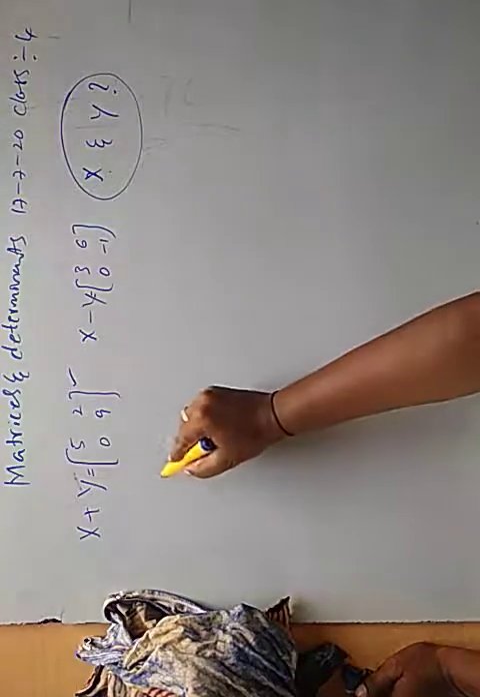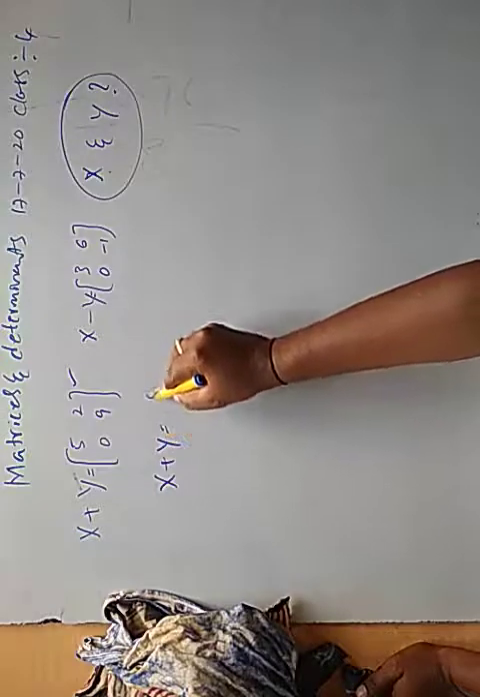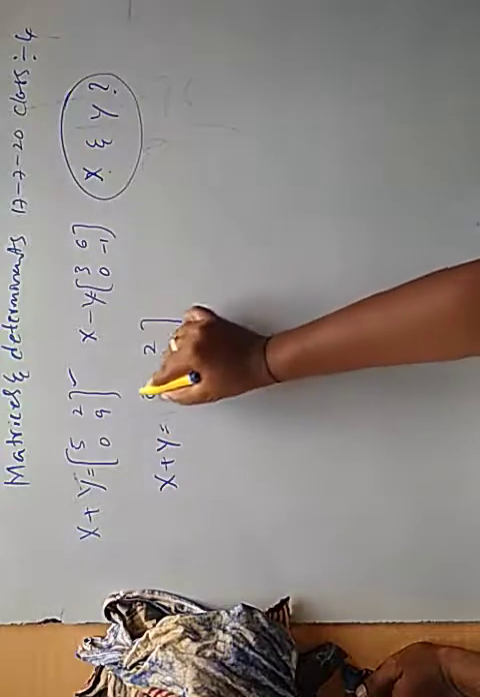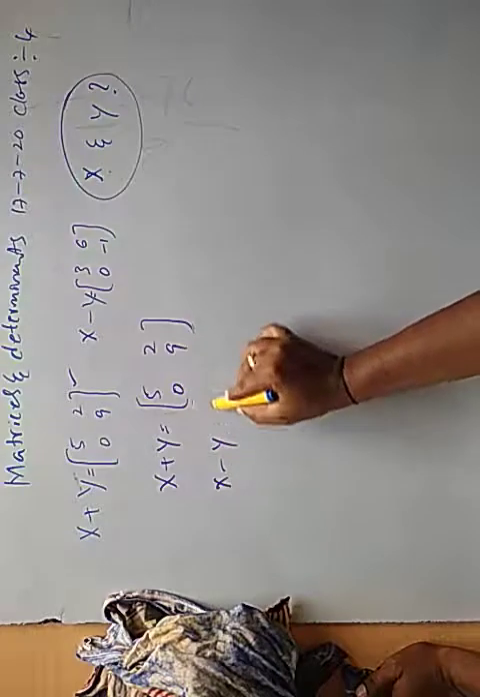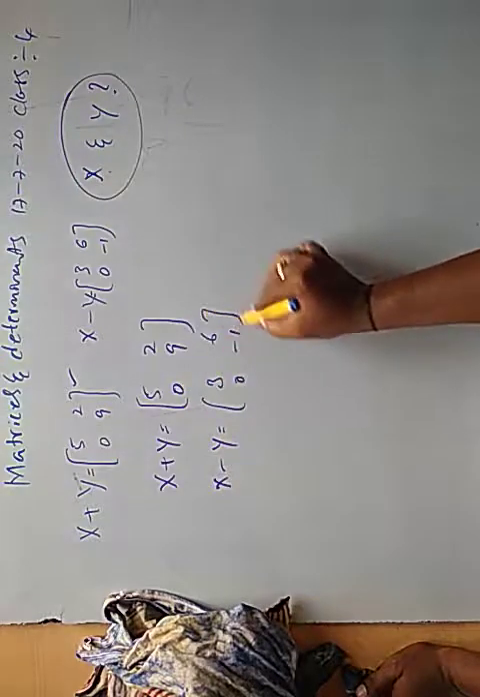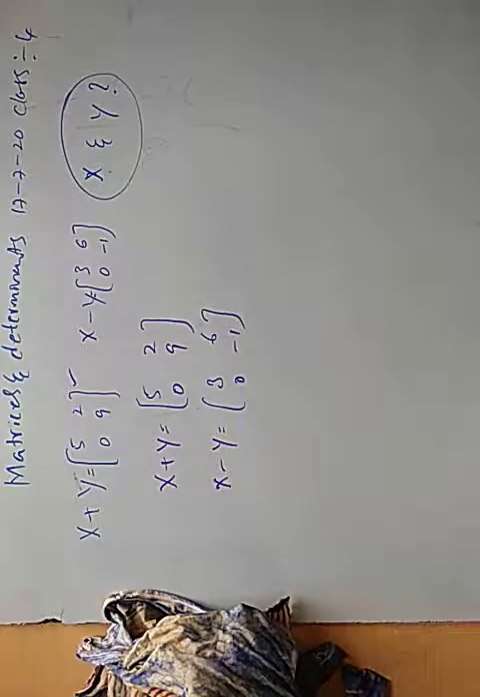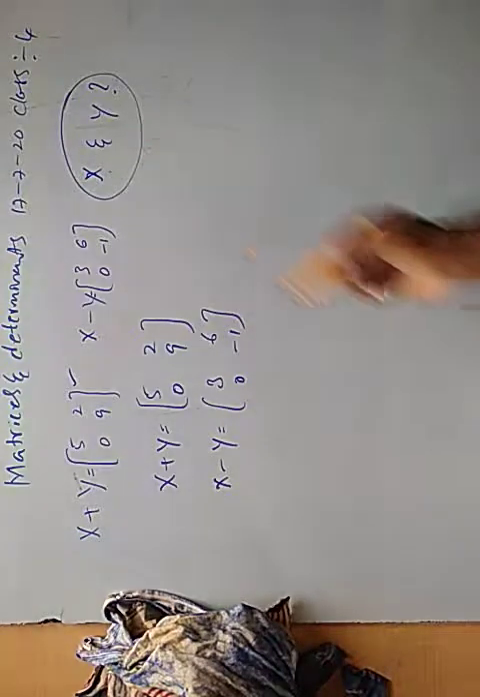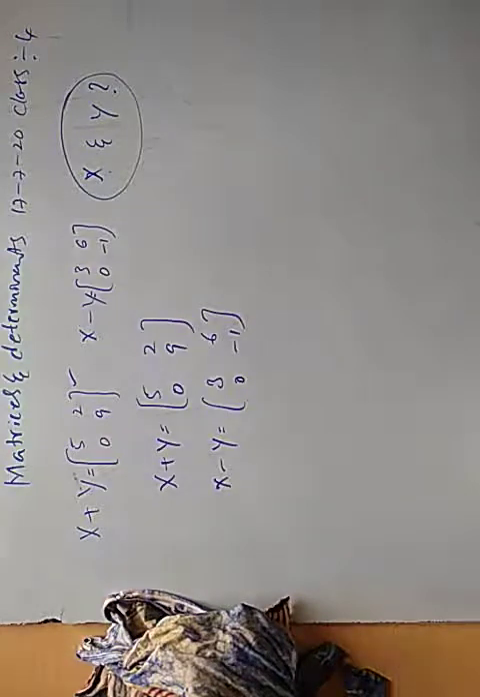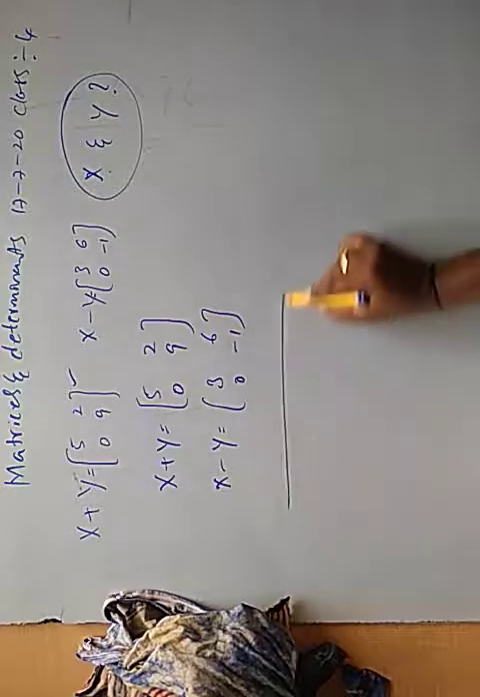X plus Y is equal to 5, 2, 0, 9. X minus Y is equal to 3, 6, 0, minus 1. We are writing in the given order. To find the matrices X and Y, we have learned the solution of simultaneous linear equations in SSLC in previous classes. Cancel Y, find X, then cancel X, find Y, or find X and substitute in place of Y. So like that. Let me first find X.